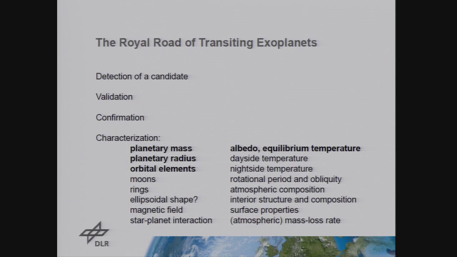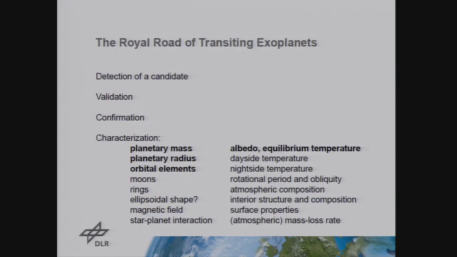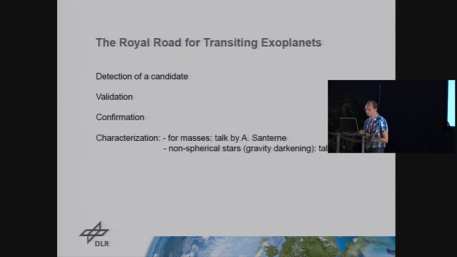And characterization means that we can measure, and we will measure, a lot of different planetary parameters. The most important ones are the planetary mass, radius, the orbital elements, and we can measure many other things. I will concentrate only on the planetary radius because this is one of the most important parameters, and many other determinable planet parameters depend on the planetary radius and on the precision of the planetary radius.